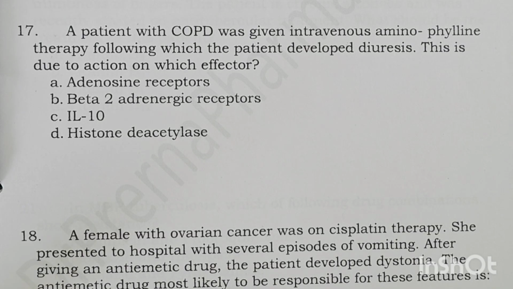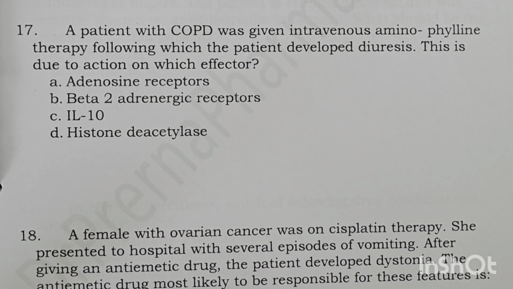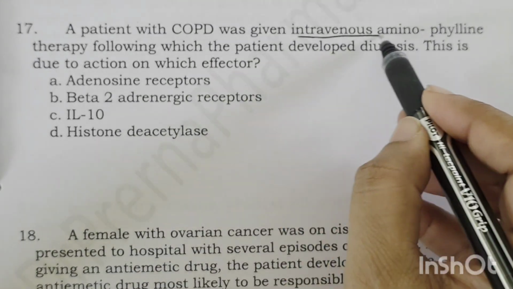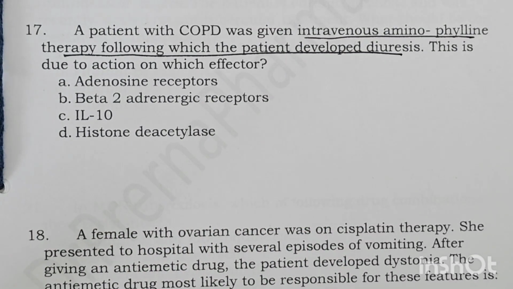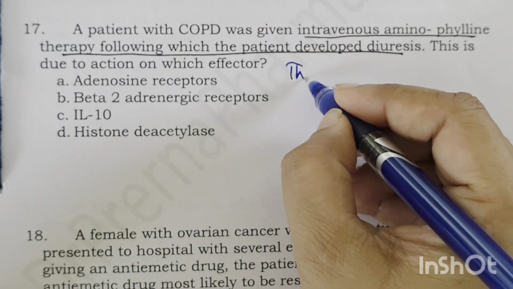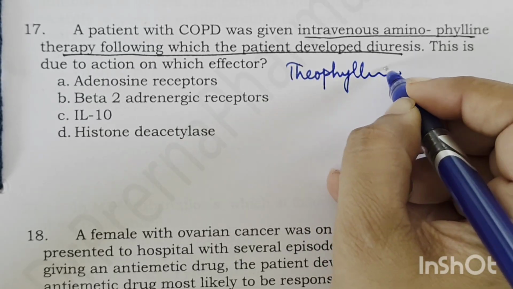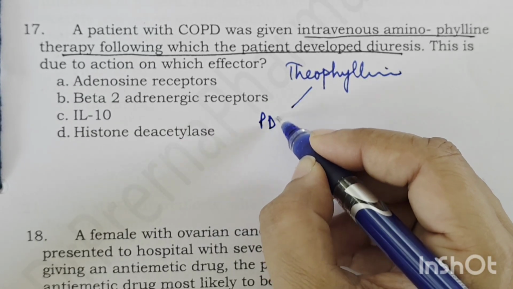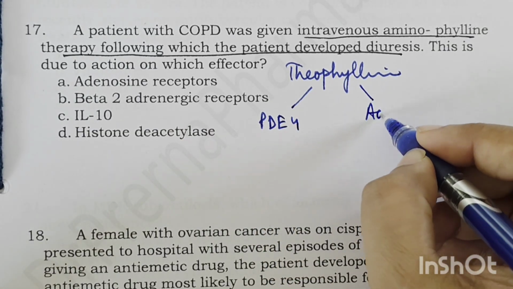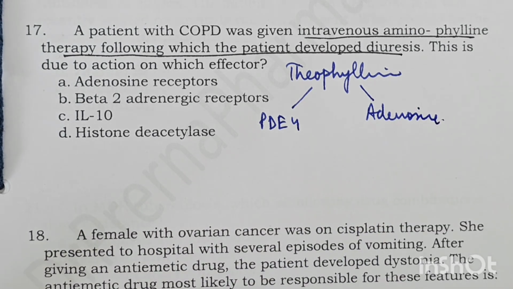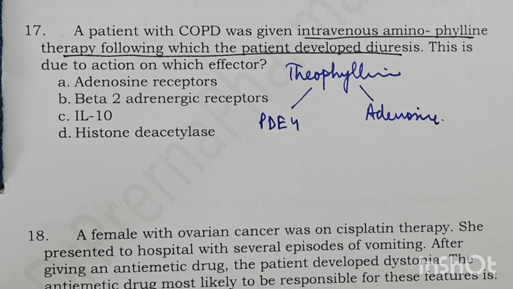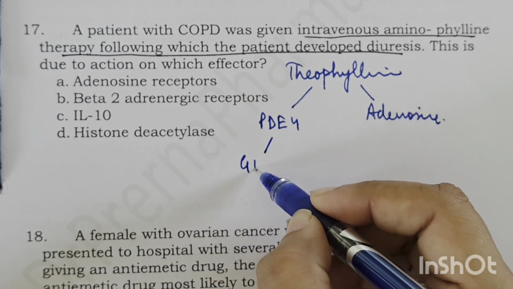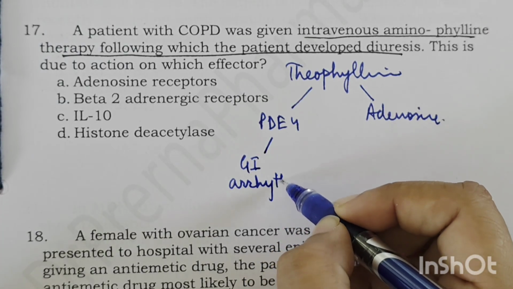Next, a patient with COPD is given intravenous aminophylline therapy following which he developed diuresis. Now this is due to effect on which receptor? So theophylline has got two actions. First of all, it causes the inhibition of phosphodiesterase 4 enzyme, and second, it inhibits the adenosine receptors. Okay. So now adverse effects due to phosphodiesterase inhibition will be GI side effects and cardiac toxicities, that is arrhythmia.